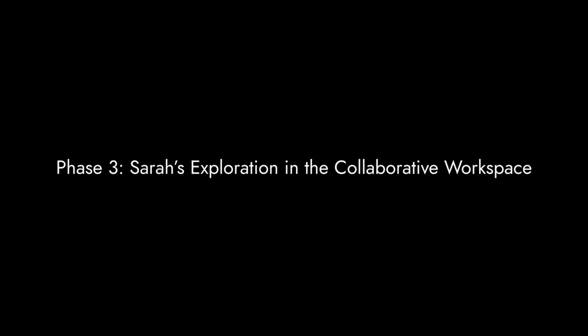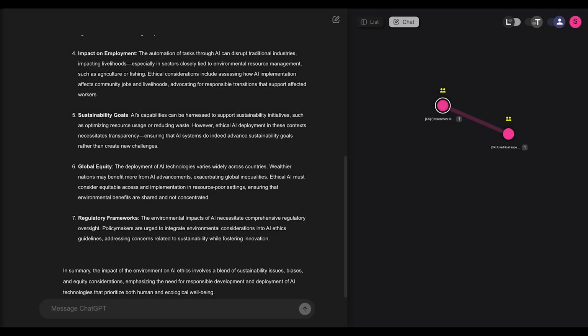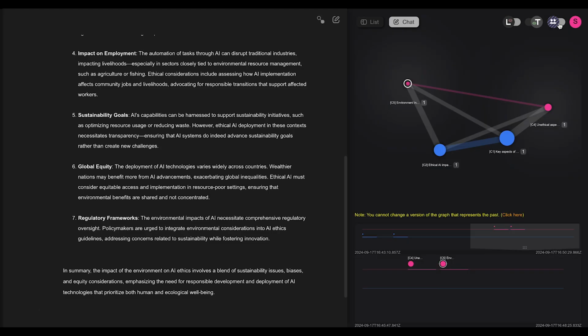Phase 3. Sarah's exploration in the collaborative workspace. Once Sarah completes her individual exploration, she decides to review David's findings and compare them with her own. Switching to the collaborative space, she notices that David's nodes C1 and C2 are connected to her nodes C4 and C5. This overlap reveals that C4 is highly similar to both C1 and C2. However, C5, while connected to all other three nodes, is farther from the others, indicating less similarity.